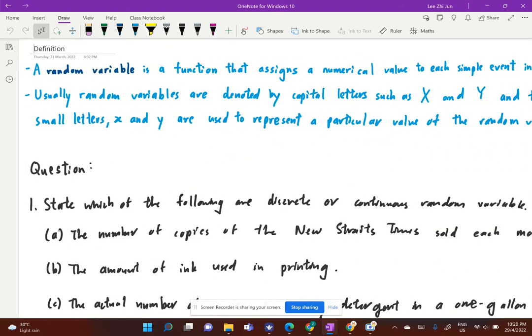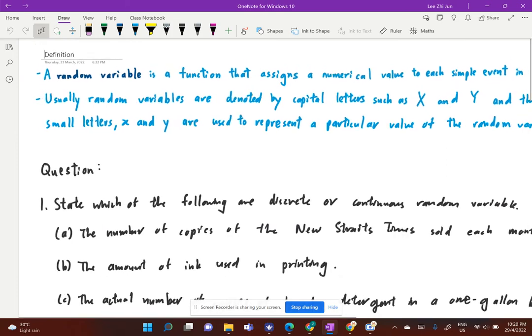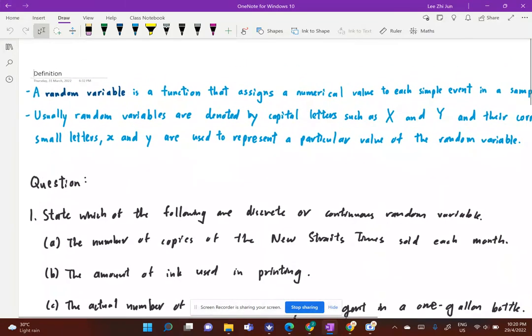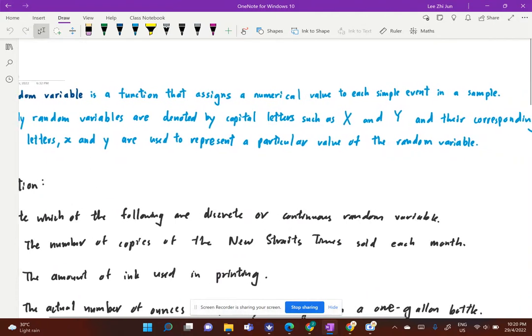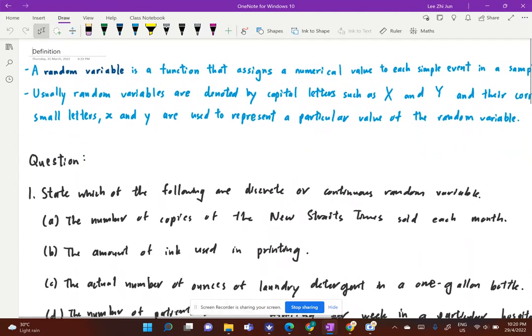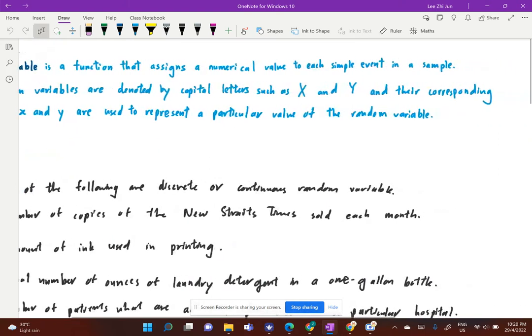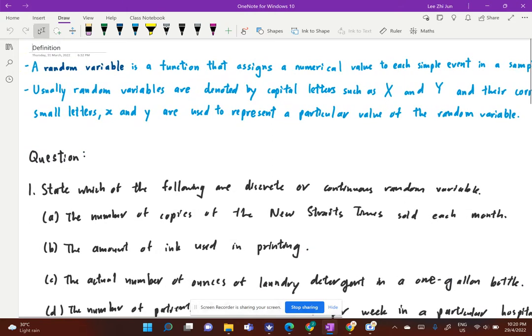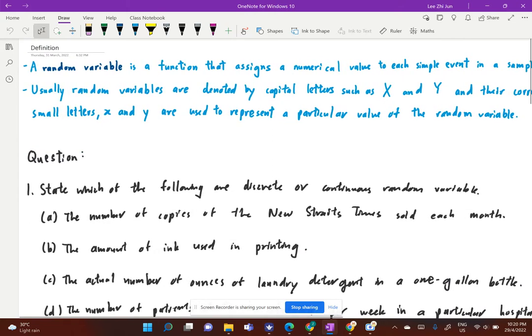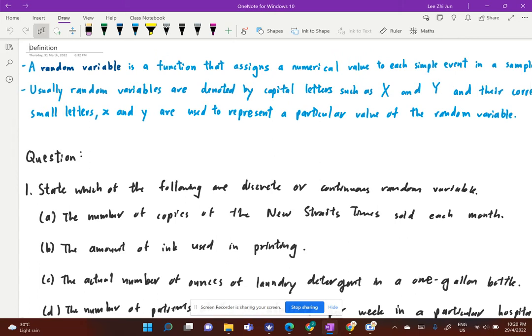So what is a random variable? It is a function that assigns a numerical value to each simple event of a sample space. Usually, random variables are denoted by capital letters such as big X and big Y, and their corresponding small letters x and y are used to represent a particular value of the random variable. So I prepared some questions so you can know what the random variable means.